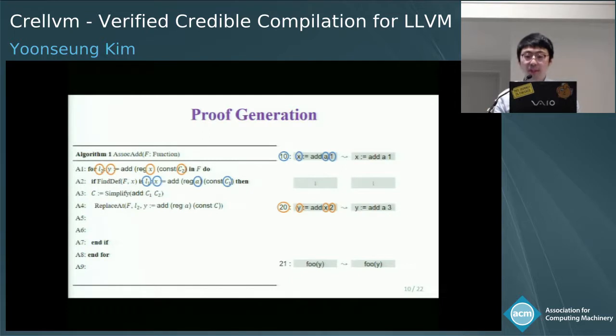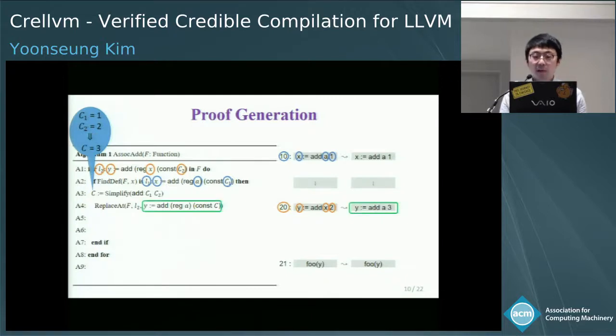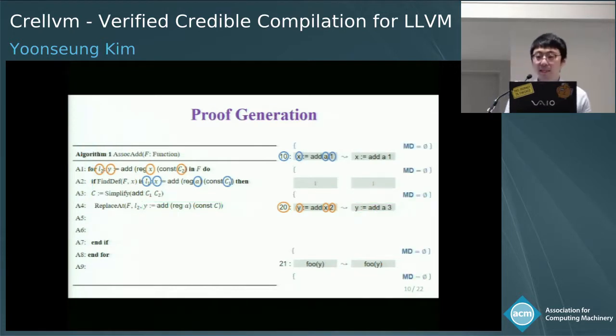Next, using the useDef chain, it finds the instruction that defines the register X at line 10 and checks that it is also an addition of a constant to a register. Then the compiler computes addition of the two constants, 1 and 2, which is 3. Finally, the compiler replaces the instruction at line 20 with the new one, adding 3 to A. Now, let's see how we add proof generation code.